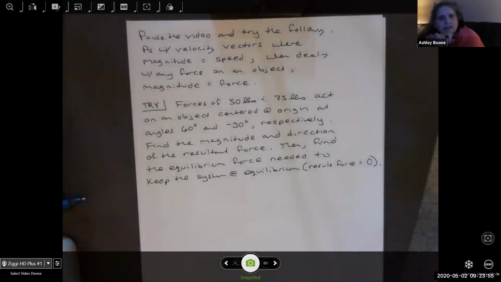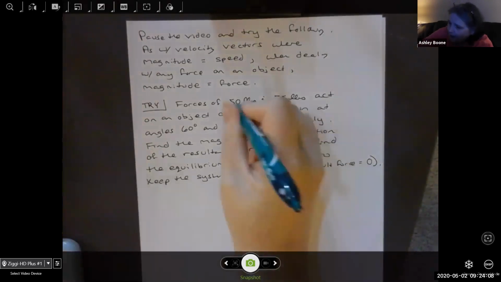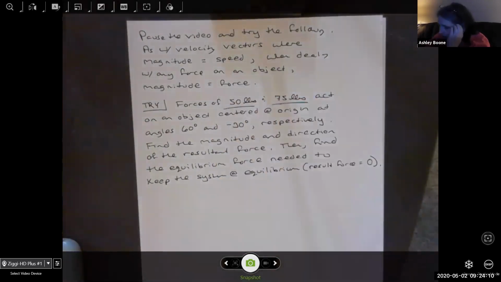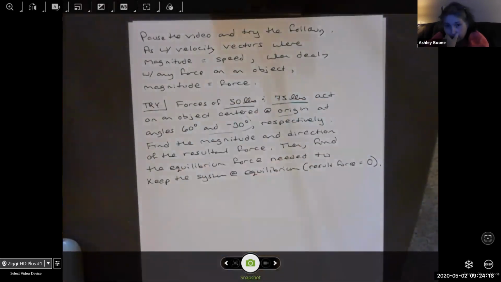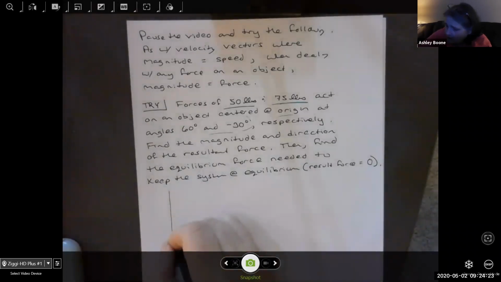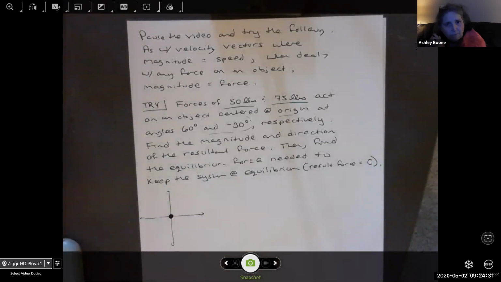It's kind of like with velocity vectors. Instead of magnitude being speed, magnitude is the force that's put on the object, okay? We have two forces. We have a force of 50 pounds and a force of 75 pounds that are acting on an object centered at the origin with angles of 60 degrees and negative 30 degrees. So what's happening is, imagine a graph, okay? Here's our object. So right there's our object, okay?